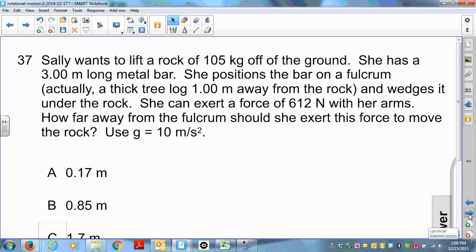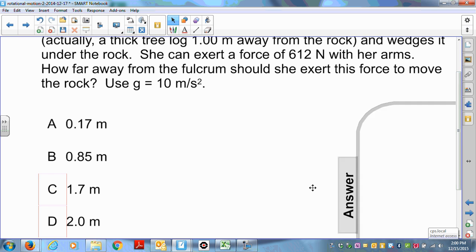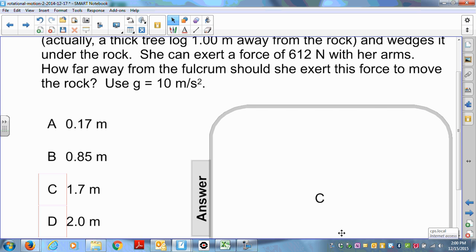Sally wants to lift a rock of 105 kilograms off of the ground. She has a 3.00 meter long metal bar. She positions the bar on a fulcrum, actually it's a thick log, which is 1 meter away from the rock, and wedges it under the rock. She can exert a force of 612 newtons with her arms. How far away from the fulcrum should she exert this force to move the rock? And again, please use g equal to 10 meters per second squared for this problem. Go ahead and pause the video now. Okay, solving this the same way as all the other problems, you should have gotten 1.7 meters.